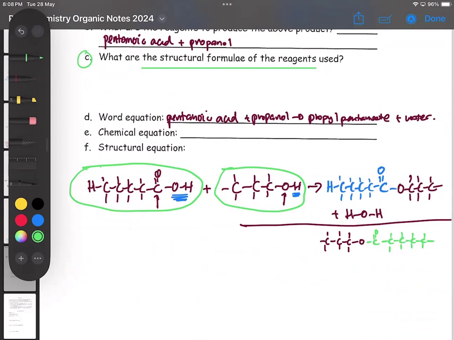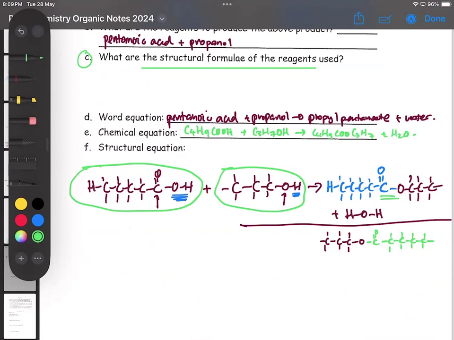All right. So for the chemical formula for this same thing, I'll do the condensed version. For the acid, we have C4H9COOH. For the propanol, C3H7OH. For the ester, we have C4H9, then we have the COO, the ester linkage here. So I put a COO, behind we have C3H7, and then plus H2O.